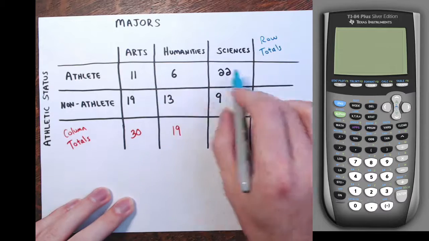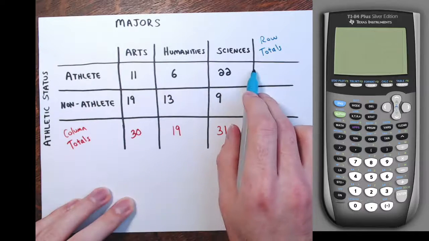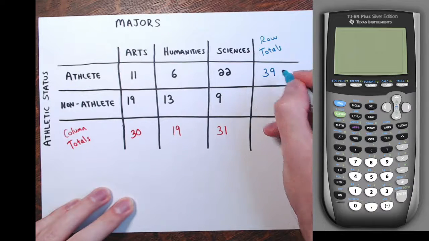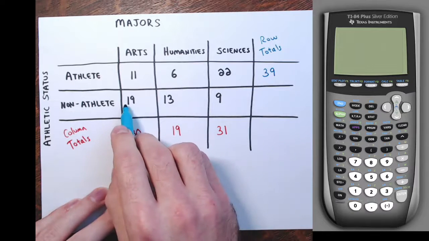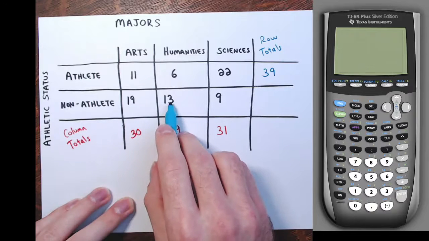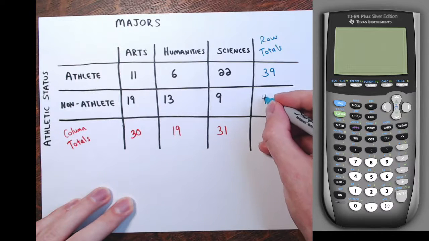Right, the totals of each row. So how many of the students were athletes? Right, there's 33 and 6, that's 39. And then how many of these students surveyed were non-athletes? Well, that's 32 and 9, that's 41.